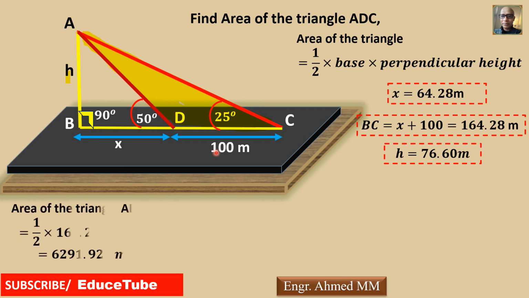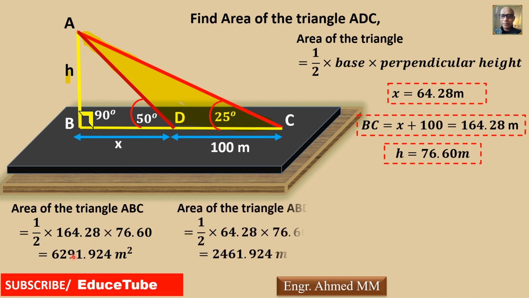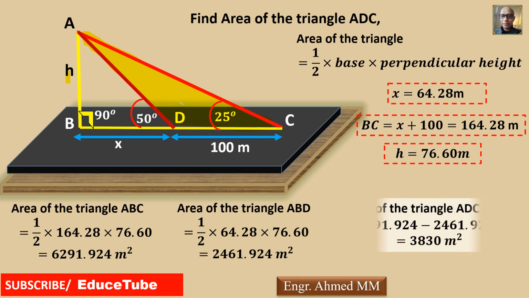Now we have to use these values to find the area of ABC. We'll use these equations, very easy: half into base into perpendicular height, where height means the height of the building. So we got this area. Now for the second triangle ABD, we'll use the same formula and get this area. Now subtracting these two, we get the yellow colored triangle ADC. So we get the area of that triangle, 3830 square meters.